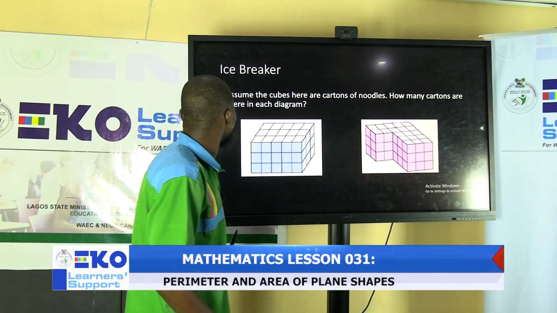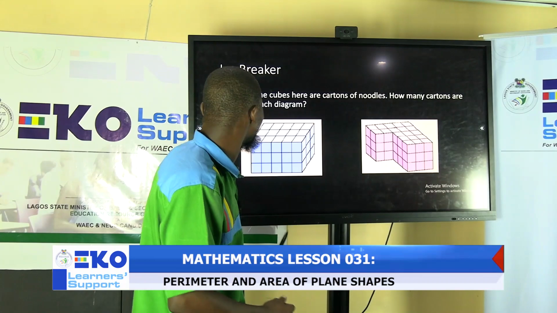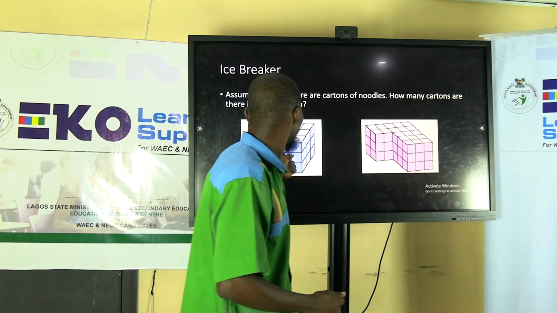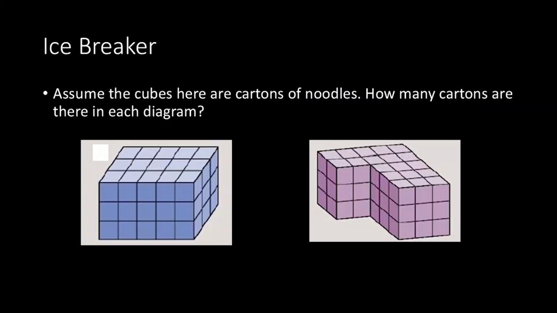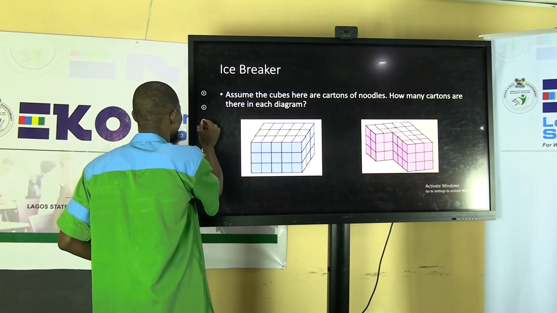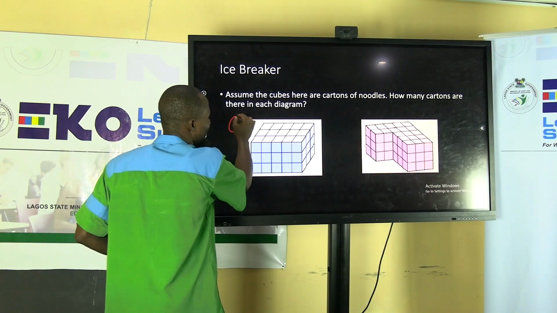All right. So yes, but before we start the journey, let me just give you an icebreaker. We have two questions here, and assume that the cubes here are cartons of noodles. How many cartons are there in each diagram? So this is diagram 1 and this is diagram 2. Can you quickly give me the answer?